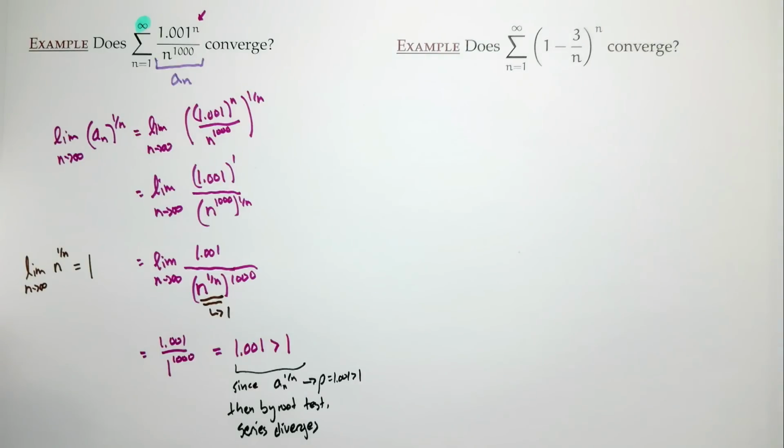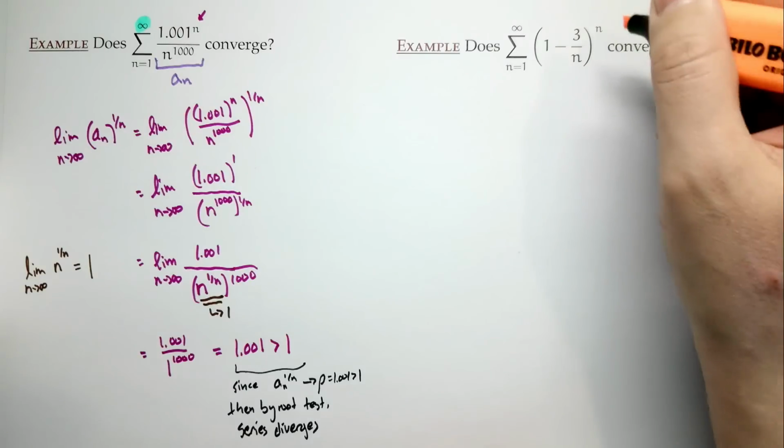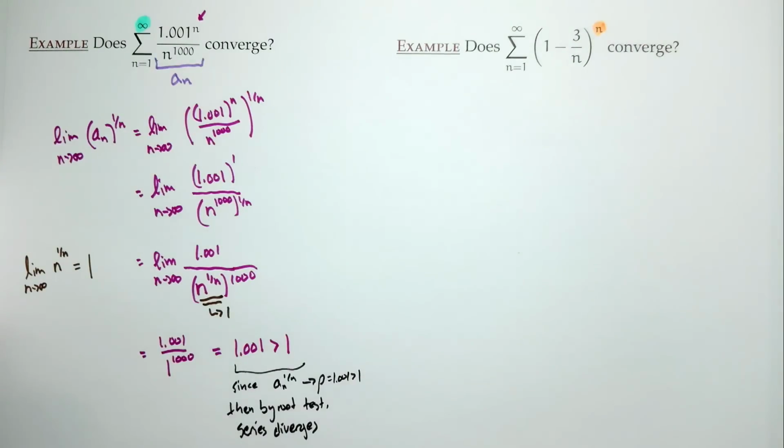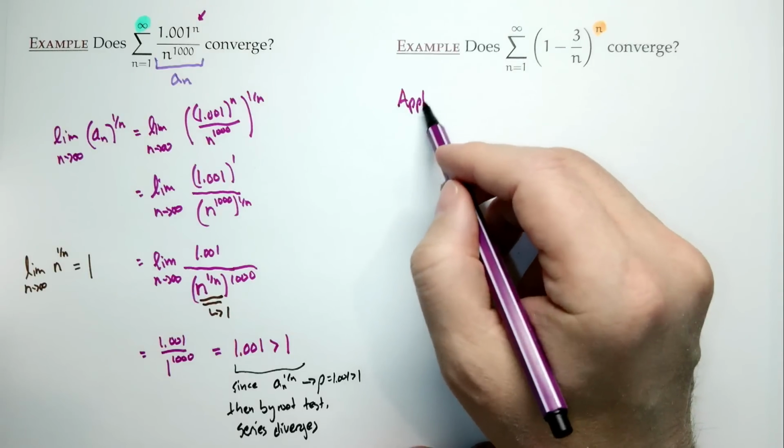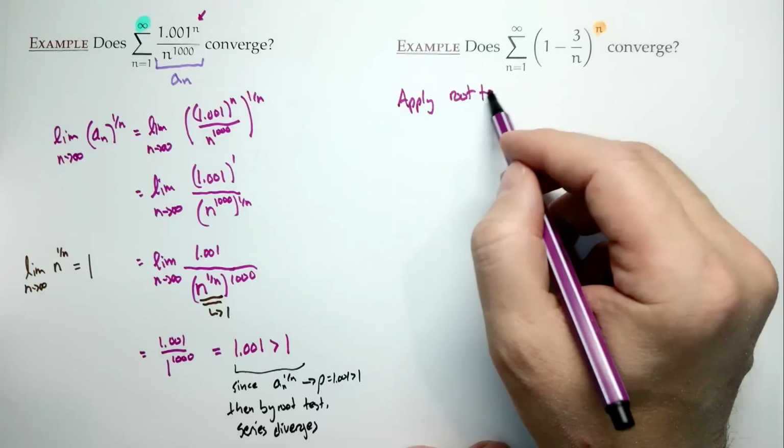All right, let's do another question. The sum, n equals 1 to infinity, of 1 minus 3 over n, all to the nth power. Does this converge or diverge? All right, well, let's see. We see, lo and behold, there's an n there, right? Okay, good. So that says, hey, let's apply the root test. And since we just learned it, that's very tempting, so let's go ahead and do it.